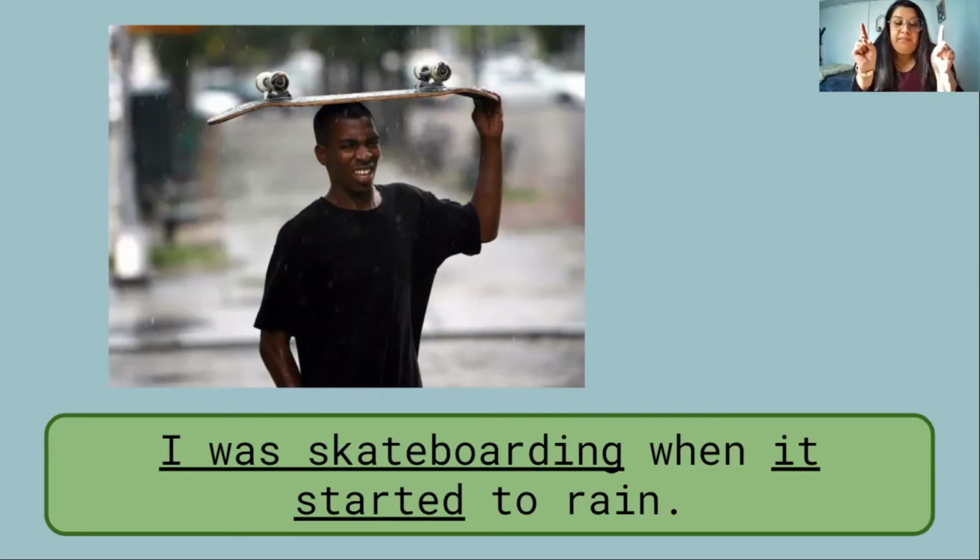¿Ya? ¿Cuál de los dos interrumpió a la otra acción? ¿Qué estaba haciendo yo? ¿Y qué pasó de repente? I was skateboarding when it started to rain. Yo estaba, ¿cierto? Patinando cuando empezó a llover. Entonces tenemos que yo estaba patinando y de repente empezó a llover y me cortó la acción, me la interrumpió. Ya, pongan mucha atención a esto. Son dos acciones que suceden en el pasado, pero una interrumpe a la otra.